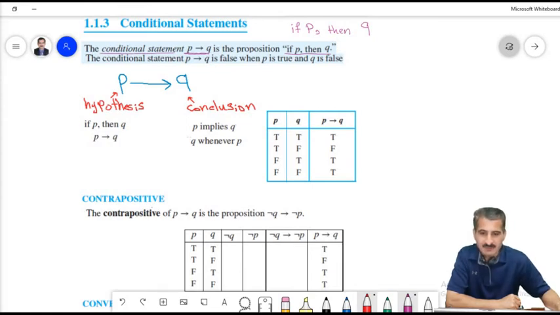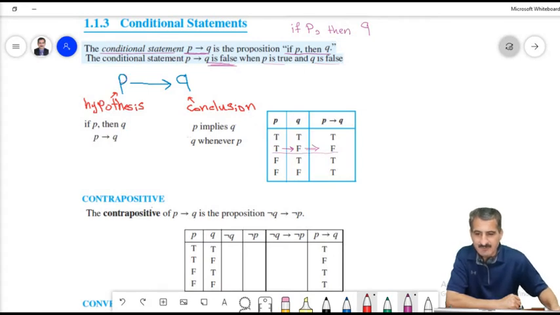And this conditional statement is false only under one case: whenever P is true and Q is false. Here we go. This is the only case where the conditional statement is false. If true, then false will give us false. Okay? We'll see this again.